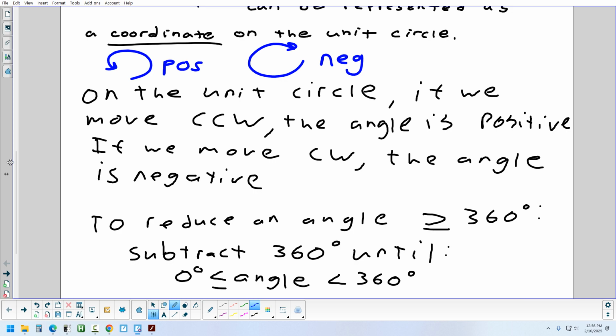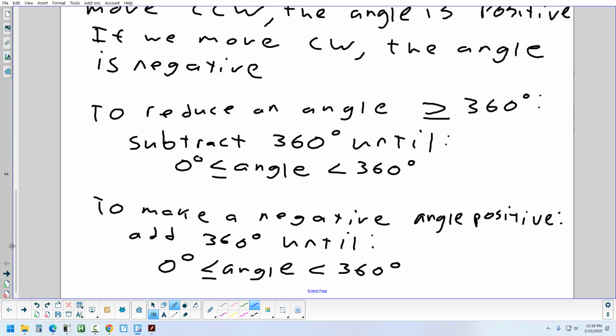But what would happen if you subtract 360 too many times? Negatives. Right, if you do it too many times, it's going to become negative. So how would you fix it? By adding 360. Right. So if you have an angle that's bigger than 360, you can make it smaller. If you have an angle that's negative, you can make it bigger by adding 360.